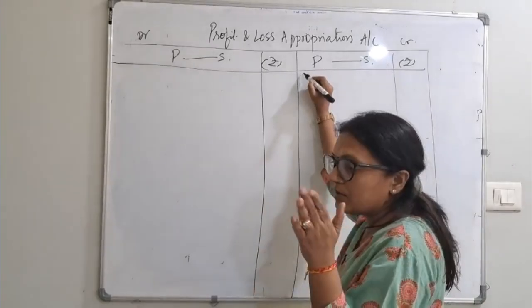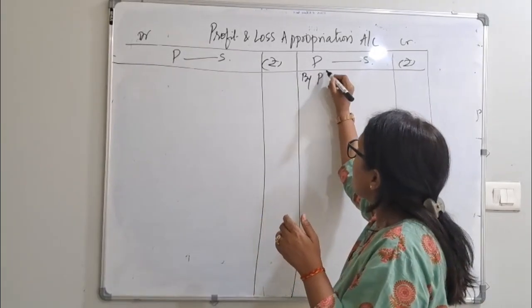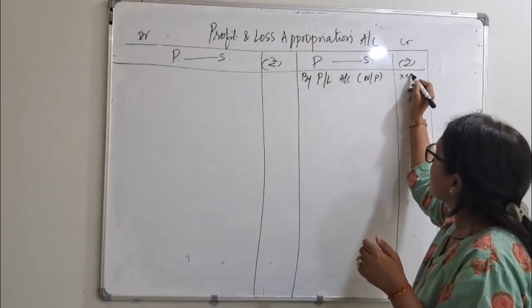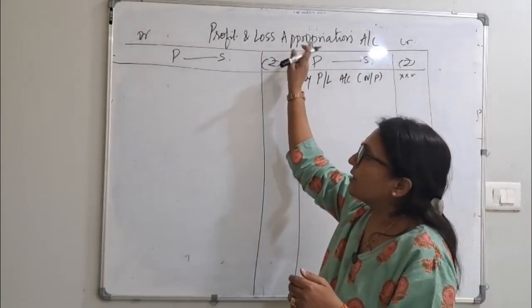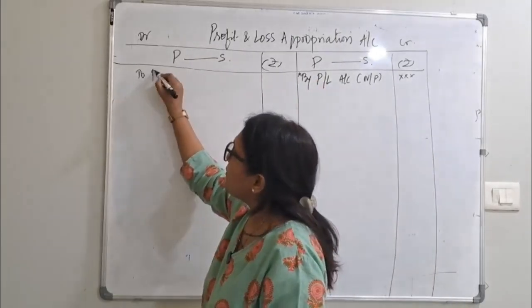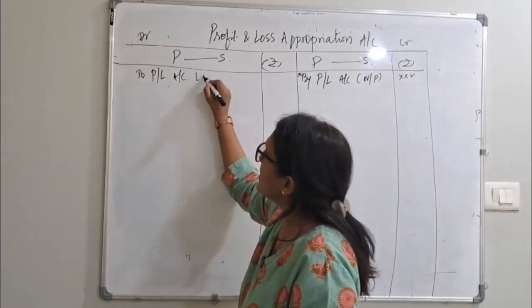So from where we got the net profit? From profit and loss. By profit and loss account in the bracket net profit. Profit and loss account debit to profit and loss appropriation. If there is a loss, to profit and loss account, this is your loss.